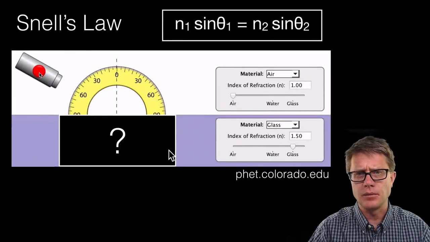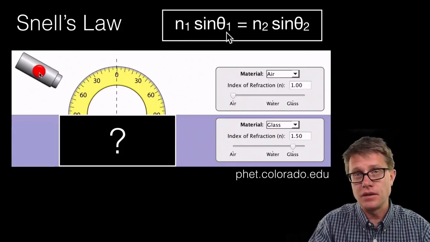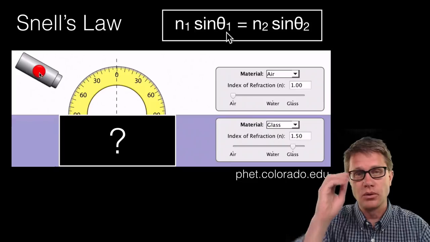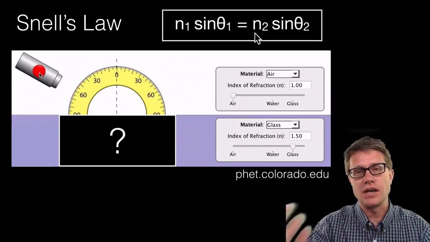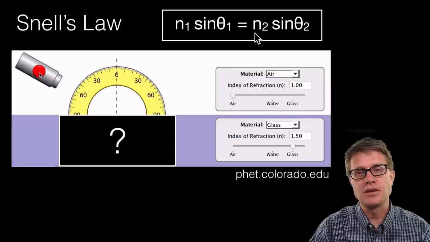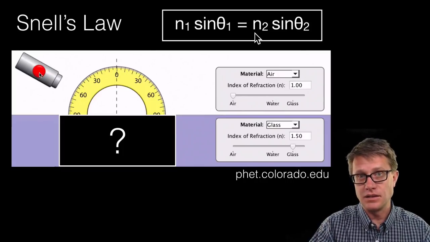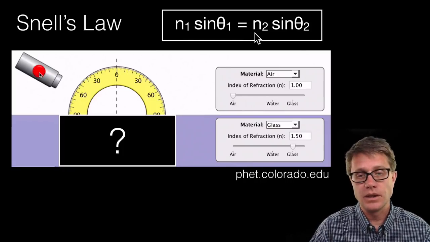Now let's quantify a little bit. So we're going to use Snell's law in a PhET simulation. Remember, the index of refraction times sine of the angle of incidence, how it comes in, equals the index of refraction on the other side times sine of the angle of refraction. And so index of refraction, remember, is related to the velocity. And so the index of refraction goes up as the velocity decreases. So let's take a look at this.